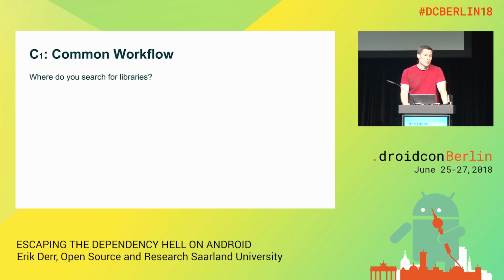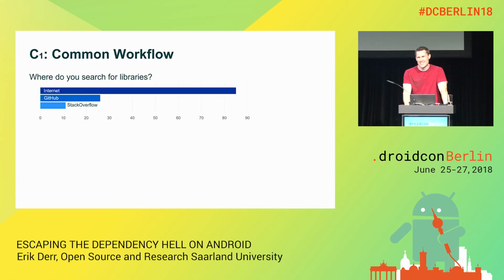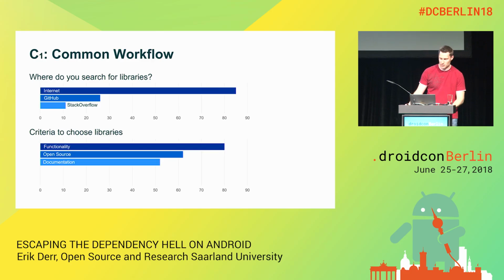where do you search for libraries? So any guesses about the top answer? Close. Top answer is the internet. So referring to search engines like Google, Bing, whatever you like. And only small numbers say GitHub and Stack Overflow. So this indicates that, for whatever reason, there's no package manager for Android, like CocoaPods, Swift Package Manager for iOS, NPM for JavaScript, and so on. This was kind of surprising.